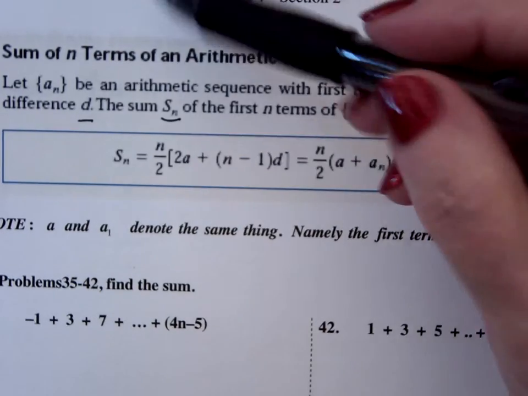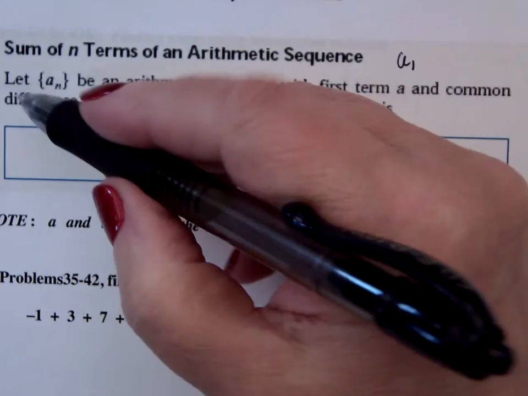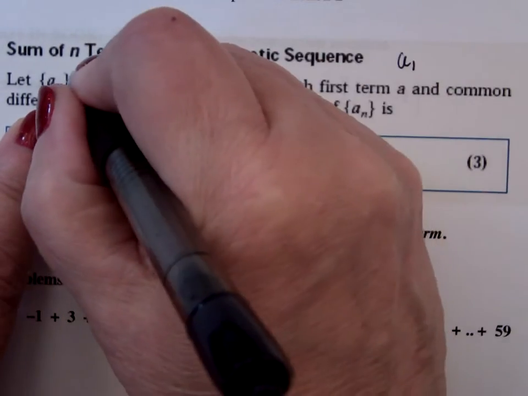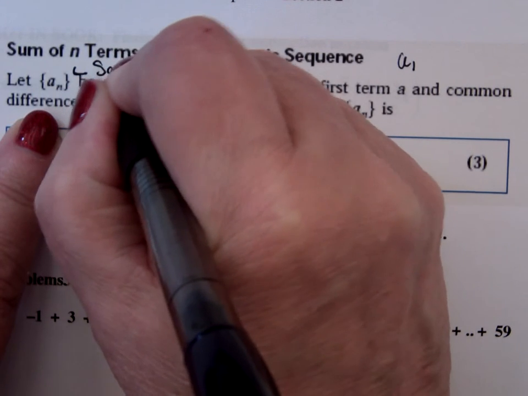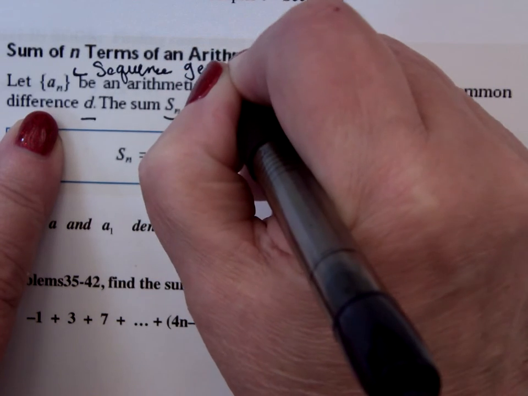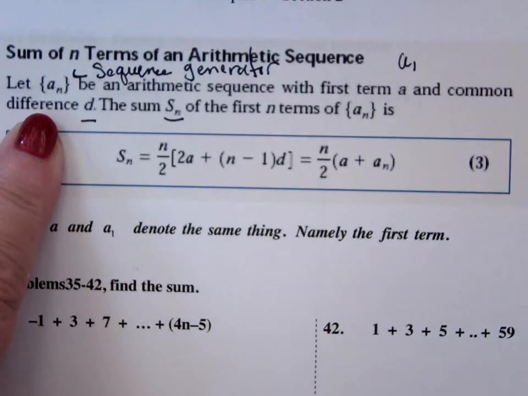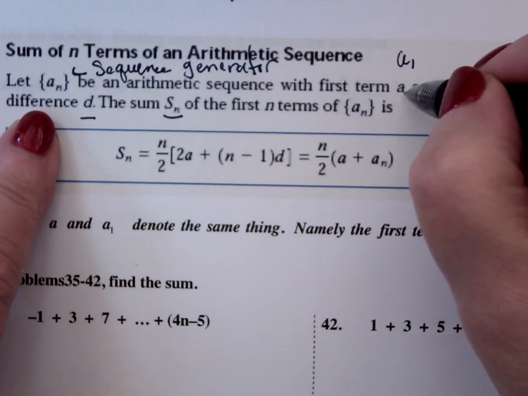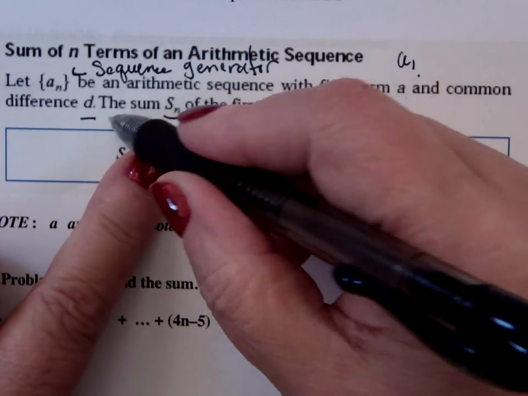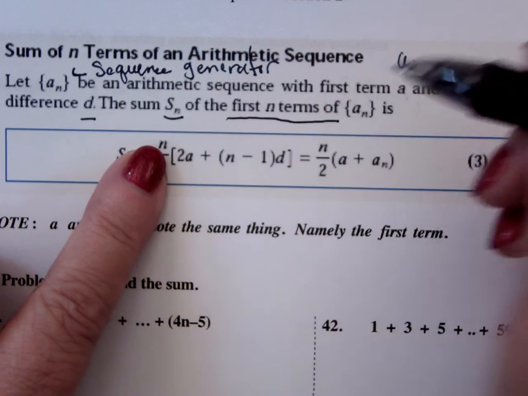Okay. So we're looking at the sum of the terms of an arithmetic sequence. Let A sub n be an arithmetic sequence. This guy, remember, I called the sequence generator. That's the guy that makes the list. With the first term A, which I called A sub 1, and the common difference D, then the sum S sub n of the first n terms.